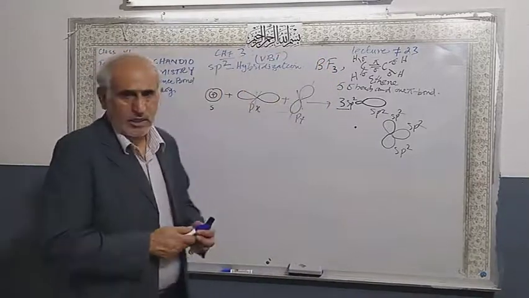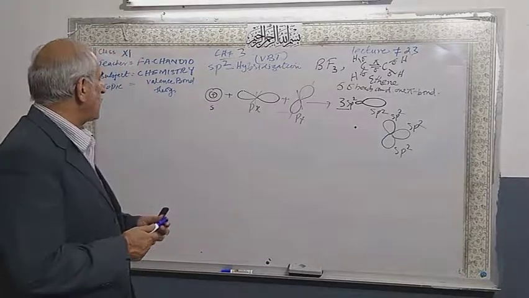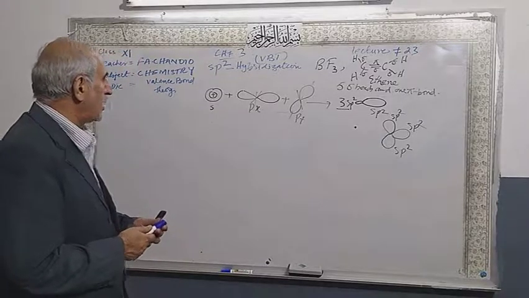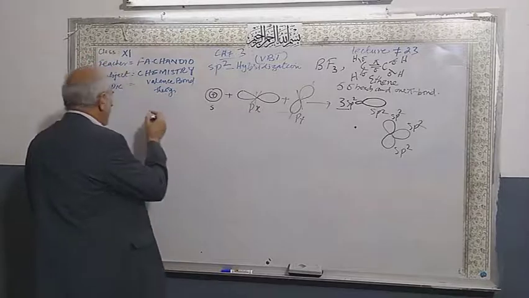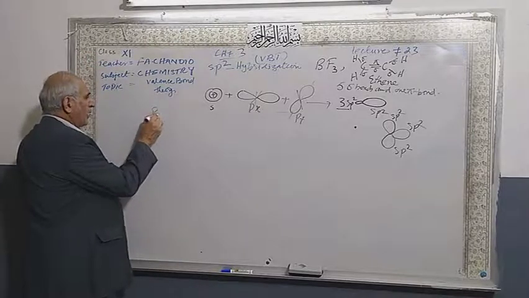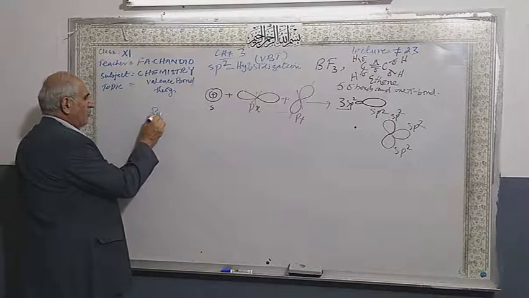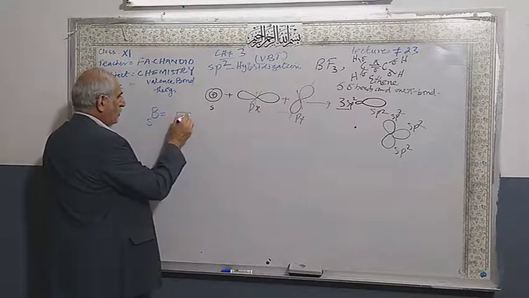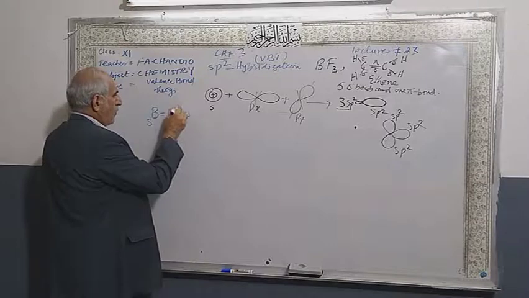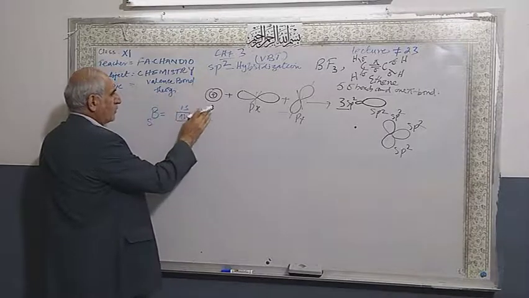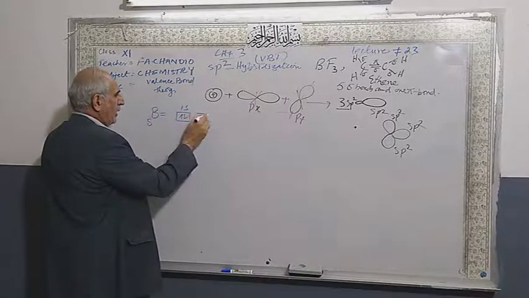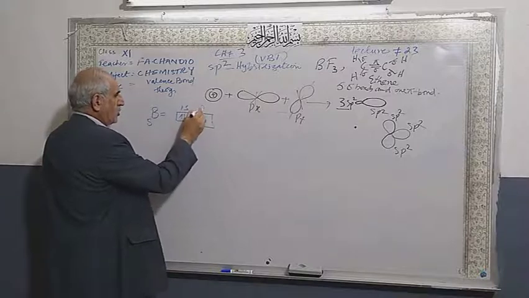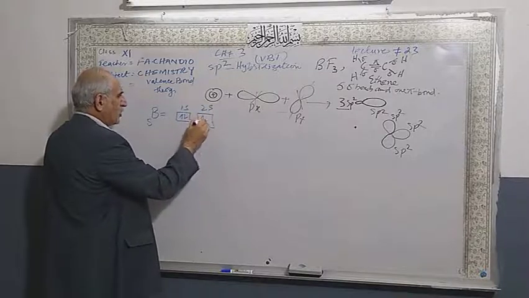Now students, when we talk about sp2 hybridization, I told you the example of boron trifluoride. So boron's atomic number is 5: 1s2, 2s2.